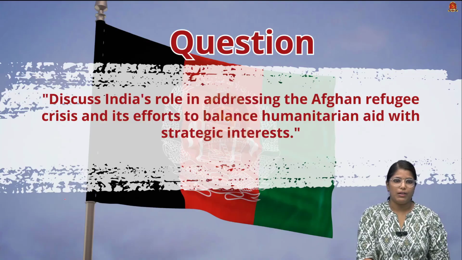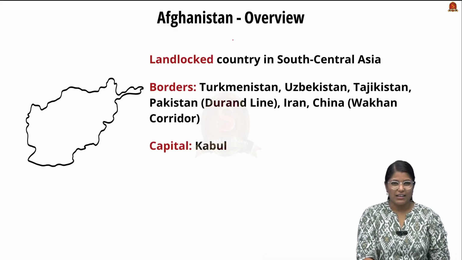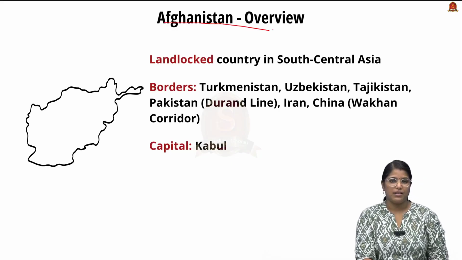Before that, I have a mains question for you. Let me read out the question. Discuss India's role in addressing the Afghan refugee crisis and its efforts to balance humanitarian aid with strategic interest. So it is a 10-marker question. You can write an answer for 150 words and you can post it in the comment section so that we can review your answer.